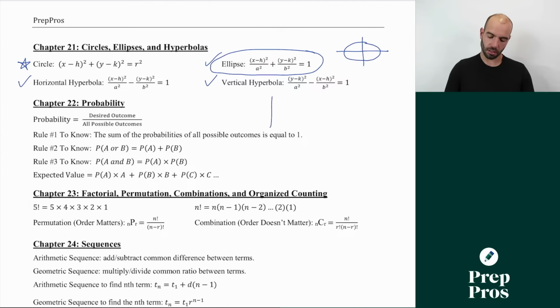Hyperbolas are a little bit less common on the test. It's when you see these double kind of parabolas. And again, if you've never learned these, you can start with ellipses. They're much more common, and then go to hyperbolas if you have time as you're studying.